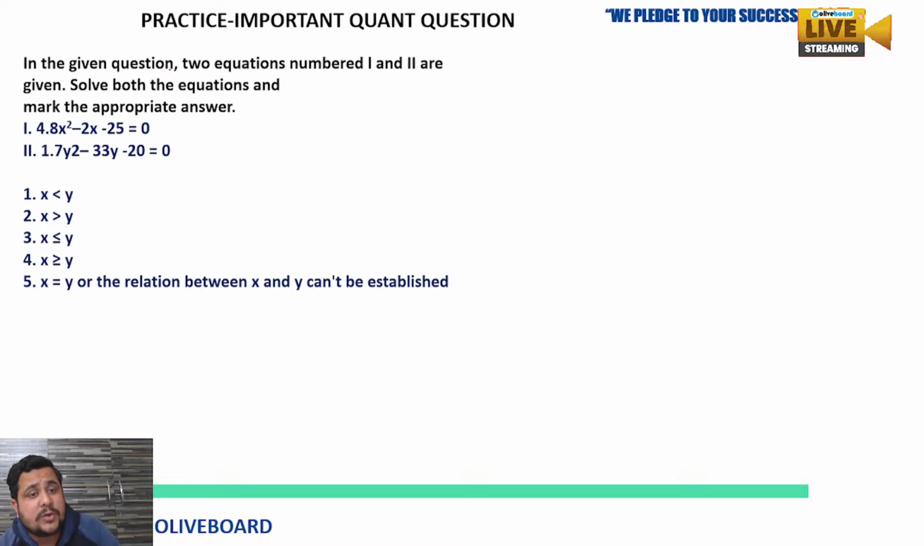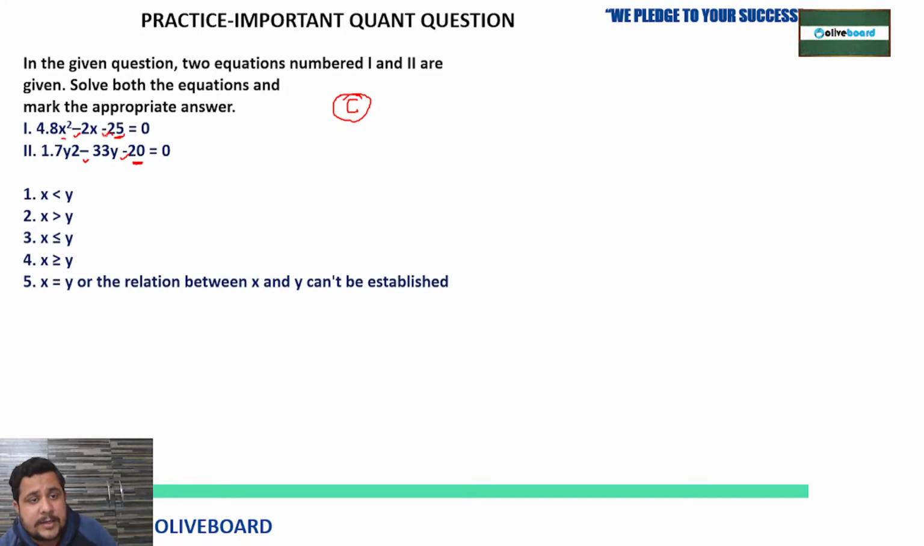So the next question is the same, based on quadratic equations. We have to solve and decide the answer. So here see the signs, minus and minus, and here also minus and minus. If your c, the constant, means this last value 25, and here 20, both are negative.